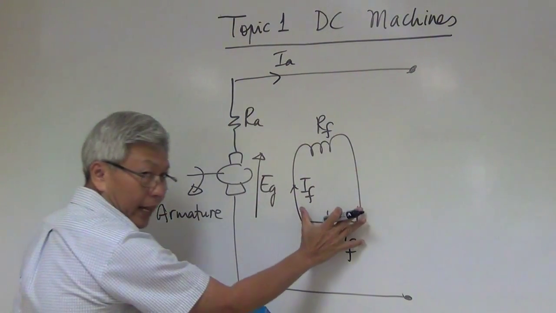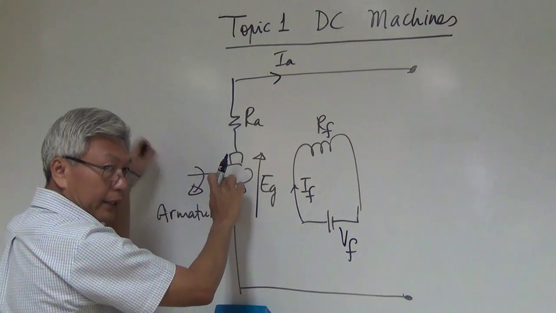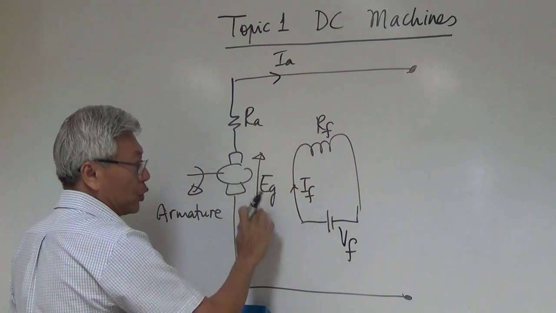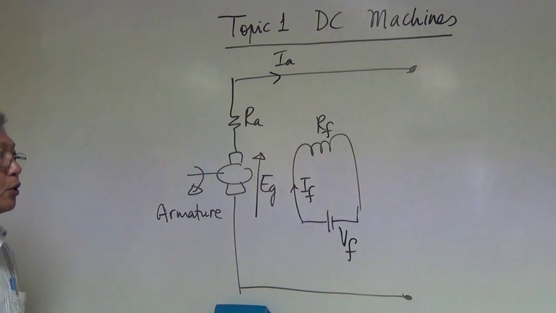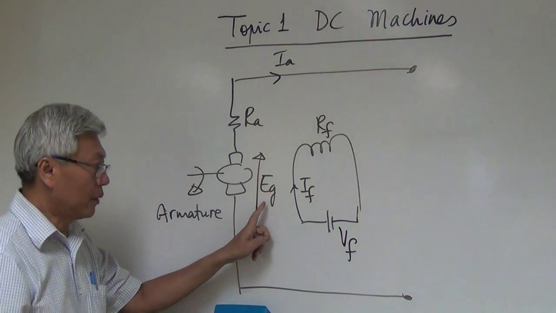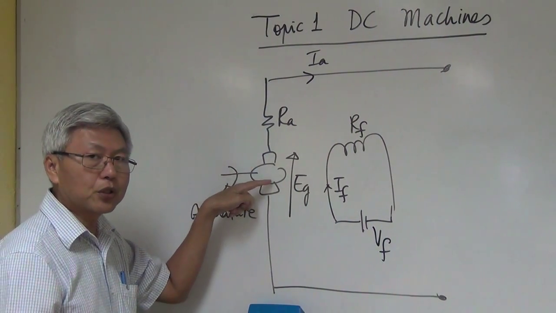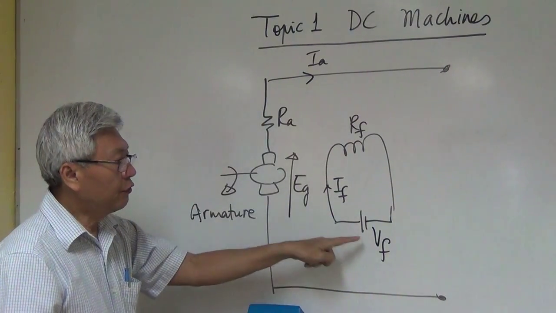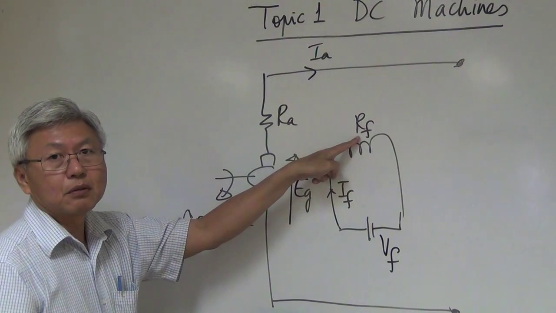So I have the magnet, I have my conductor in here, and I move my conductor. The moving conductor reacts with the magnetic flux and produces electricity. So you must know the terminology very well. Generated voltage, this is the armature, this structure is called the armature. Armature resistance, armature current, field voltage, field current, field winding resistance.